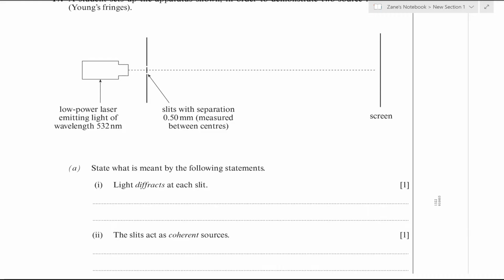Firstly, we're asked to explain what it means to say that light diffracts at each slit. So we're simply going to say that the light spreads out when it passes through those slits there.